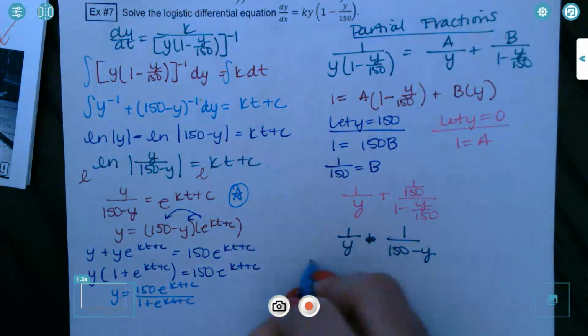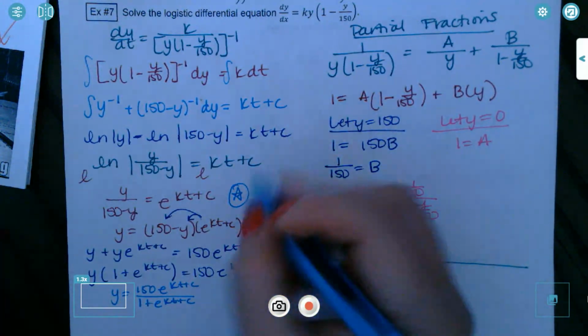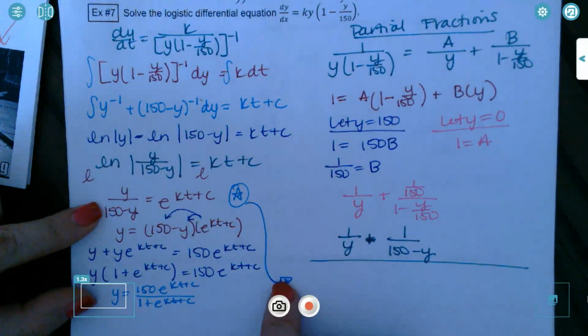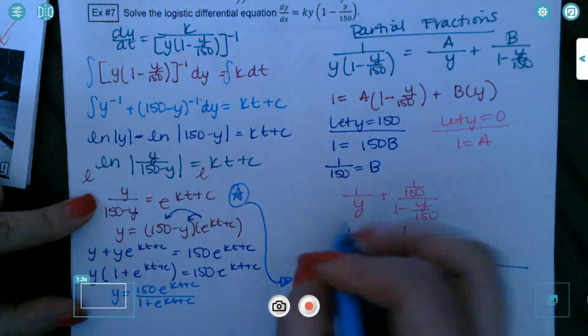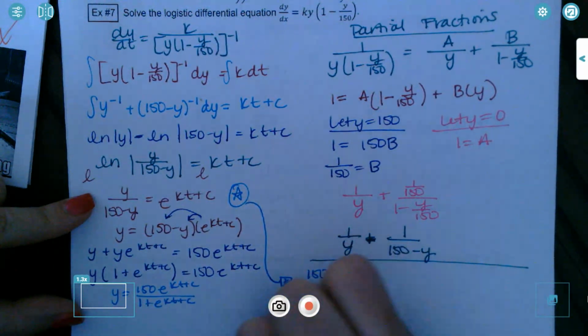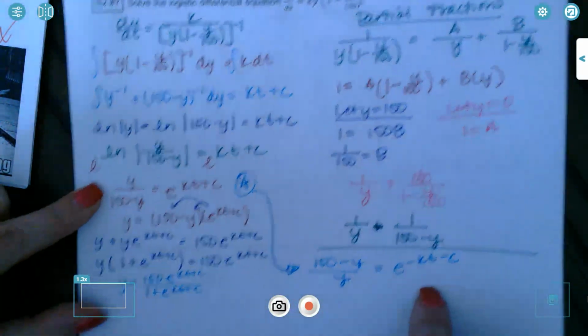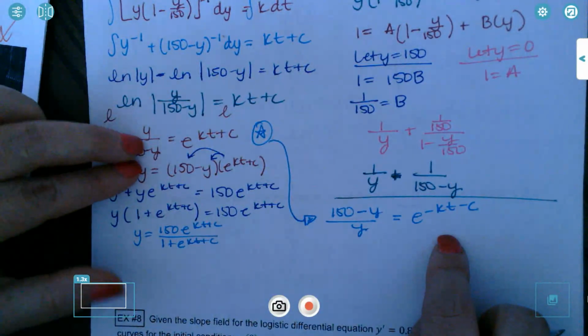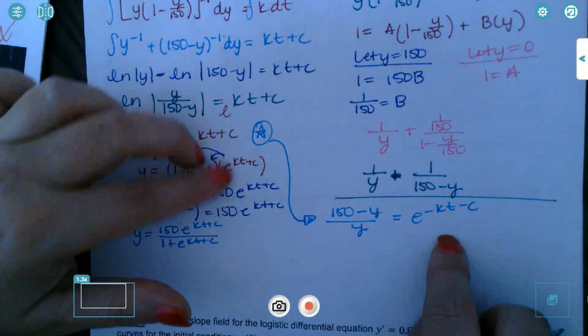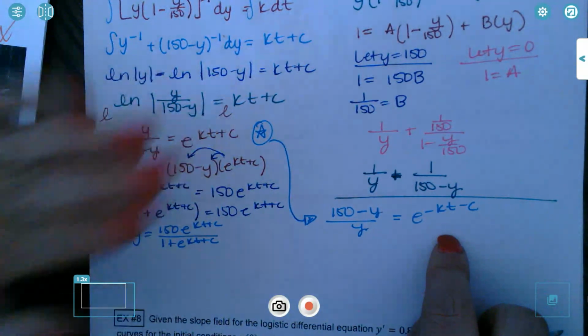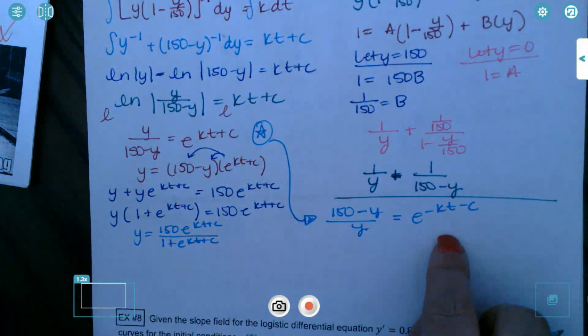Okay, so let me draw a line here. I want to come from here and show you something right here. All right, we had this. I could have flipped both of these, basically making this 150 minus y over y equals e to the negative kt minus c. So ultimately, all I did was flip this left side, and then flip the right side, which made these negative. I didn't physically flip it, I just made the exponents negative to keep it the way it was.